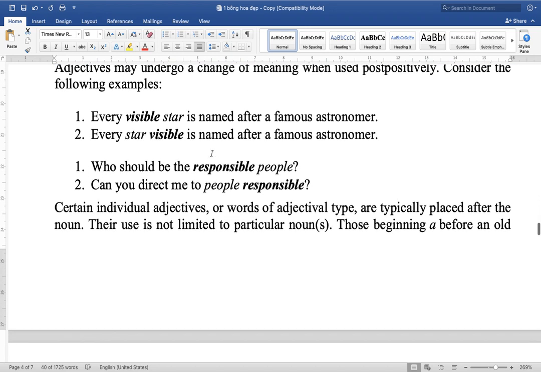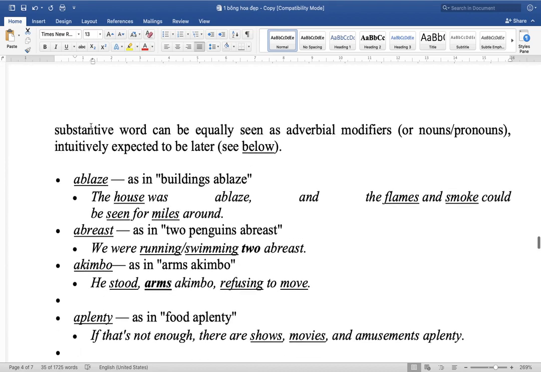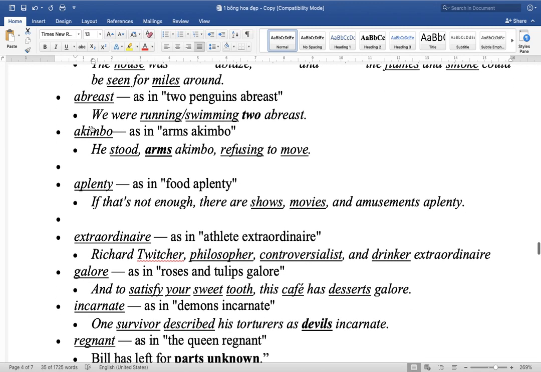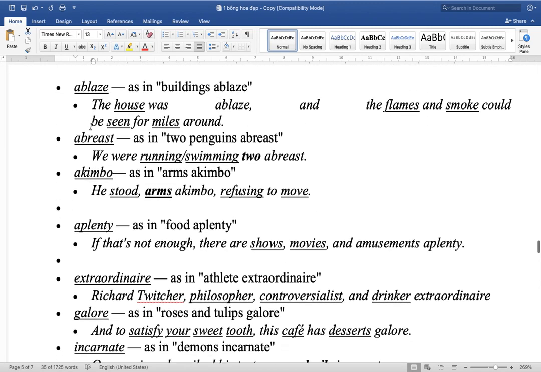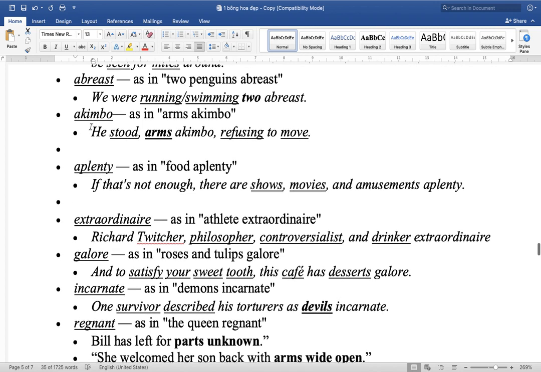Sometimes we have different meanings when you use an adjective before the noun or an adjective after the noun. Okay? They have different meanings, so be careful when you use them. If you have any questions about the meanings of the four sentences here, you can send me an email or just inbox me. I will explain this for you. Okay, the last one.